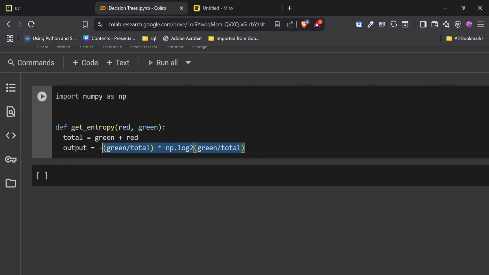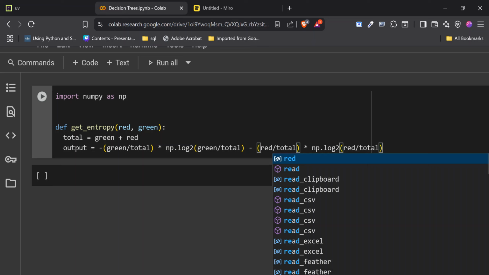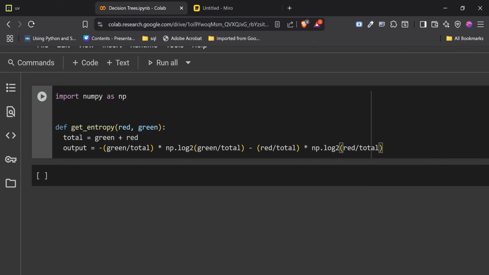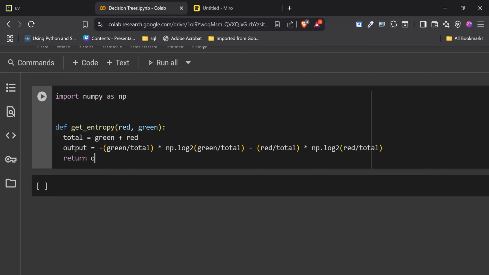Then I can copy this whole thing, paste it here, and say this is going to be red. So Control D, we have red. That's going to be negative green over total multiplied by log2 green over total minus negative red over total. I feel like this is cool. So we can just come here and say return output, right?